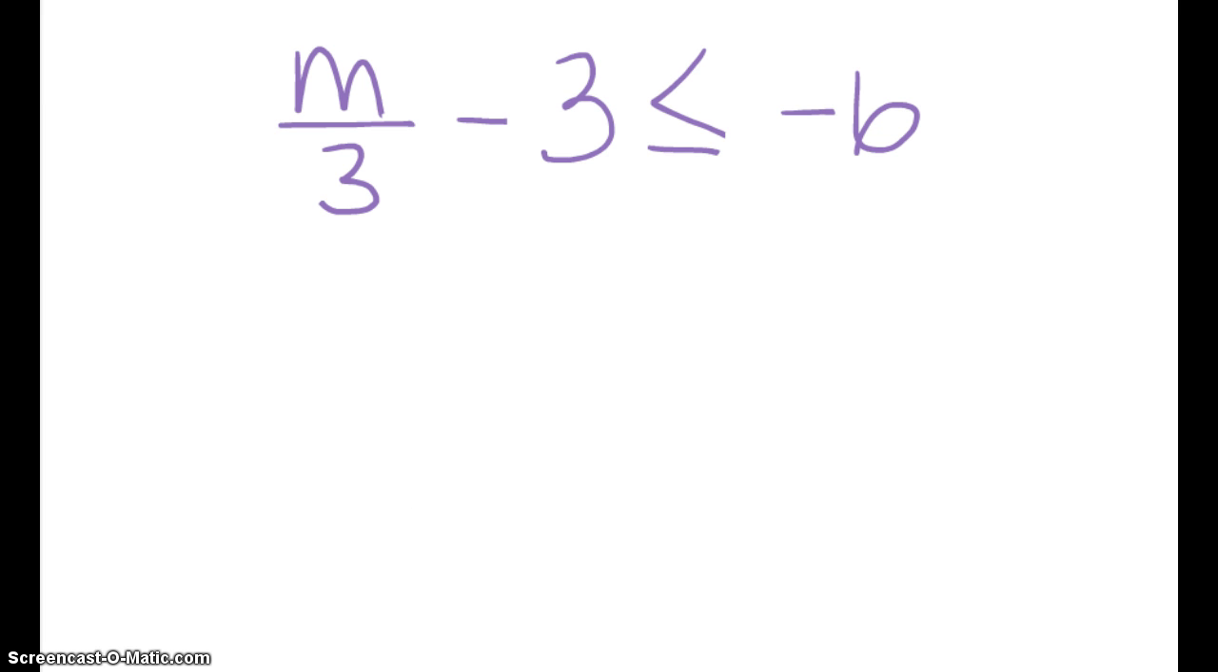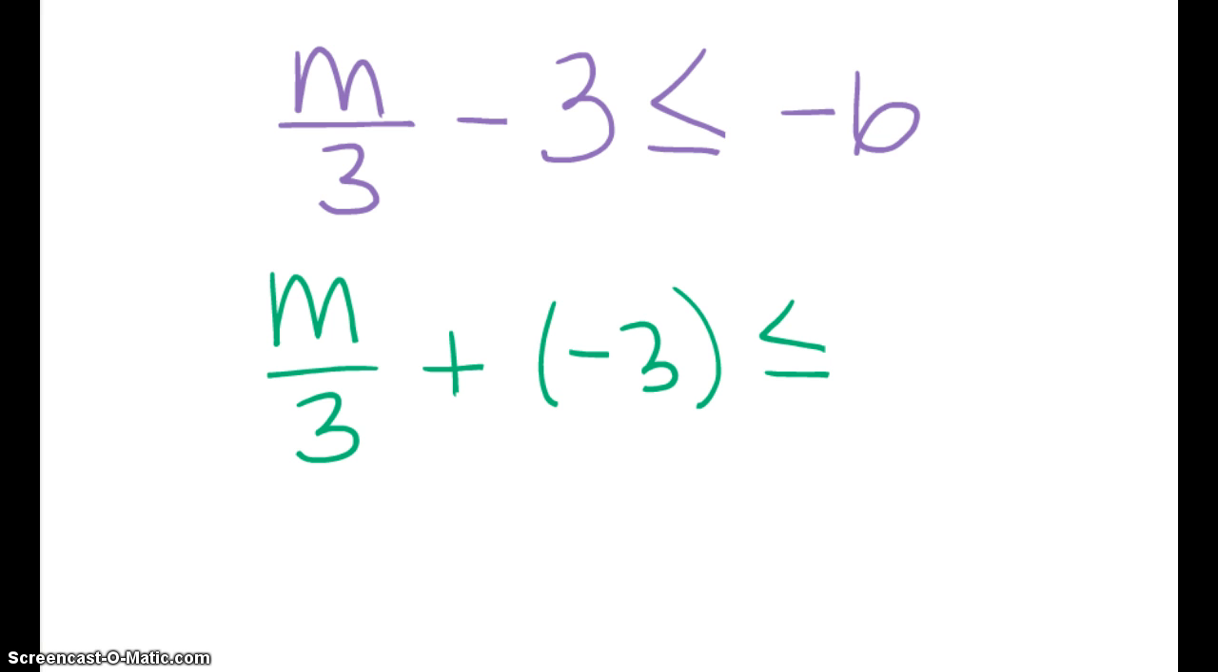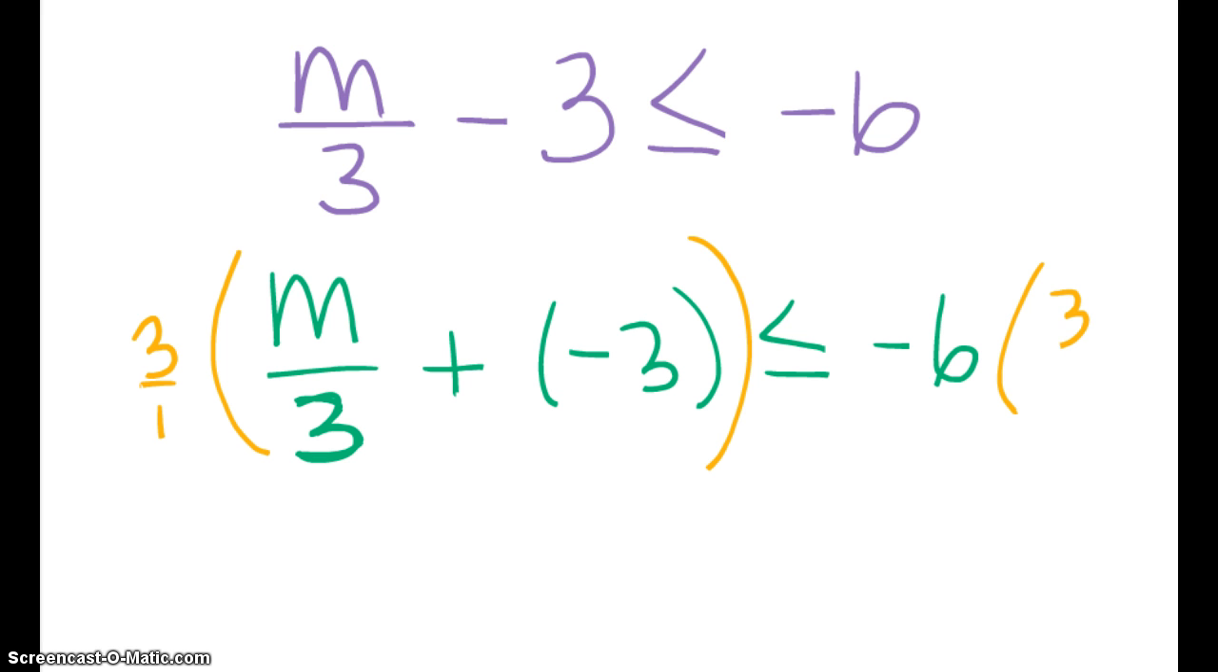Now I want you to write this inequality and solve it. So the first thing I'm going to do is change my subtraction to addition. Now I want to get rid of this 3 as my denominator, so I'm going to multiply both sides by 3 over 1, or just 3. So what that does is it eliminates the fraction.